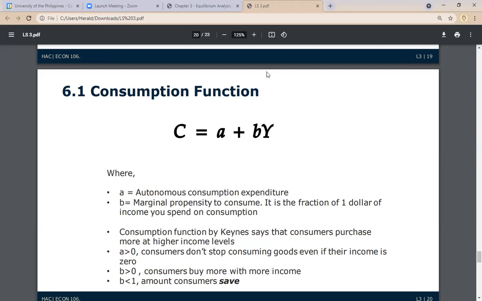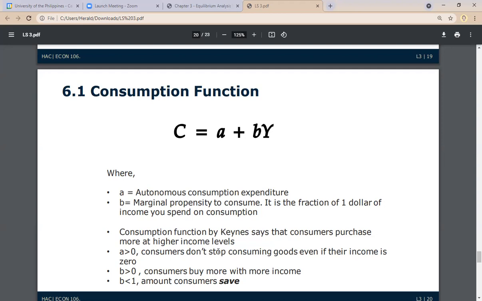For example, if y is equal to 0, plus positive A here, which is greater than 0, tells us that consumers don't stop consuming goods even if their income is 0. So that is still rationally correct, because even if y is equal to 0, it is possible that consumers still have savings to spend on. So they would not stop consuming at all. So that's the assumption there.